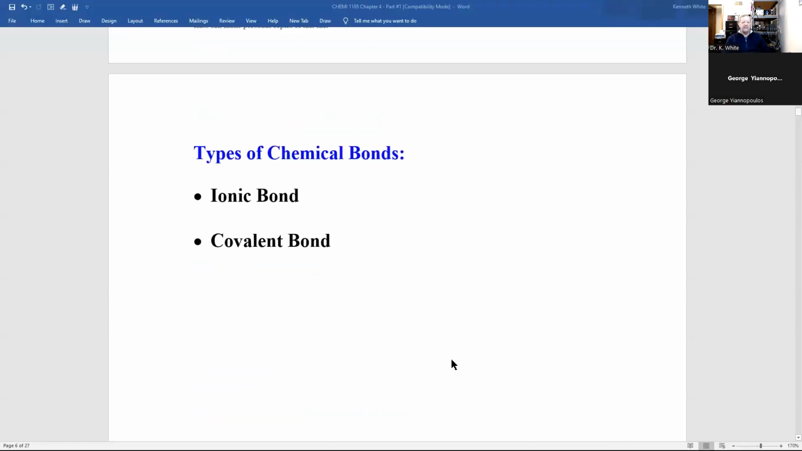Now, there are two types of chemical bonds. One is ionic bond, the other is covalent bond. Again, there are two types of chemical bonds: ionic bond, covalent bond.